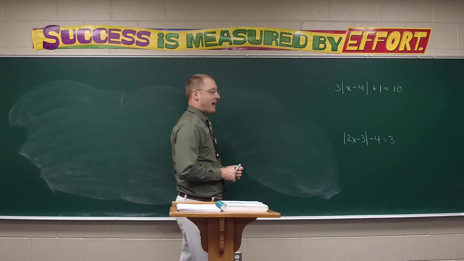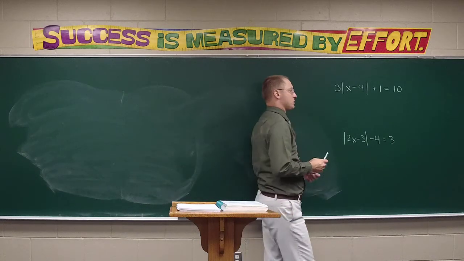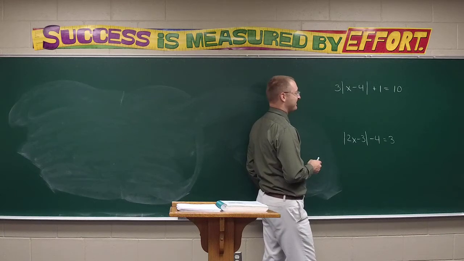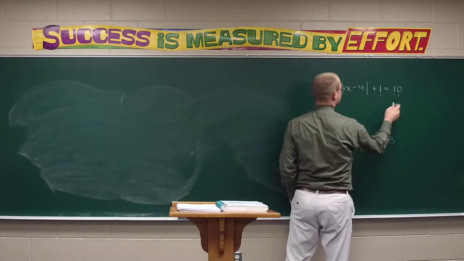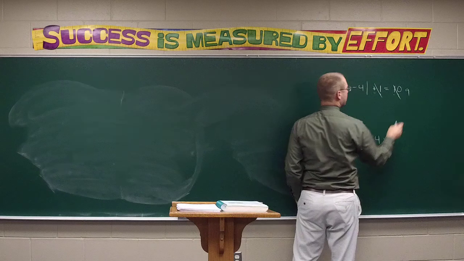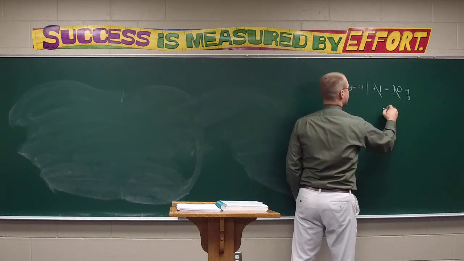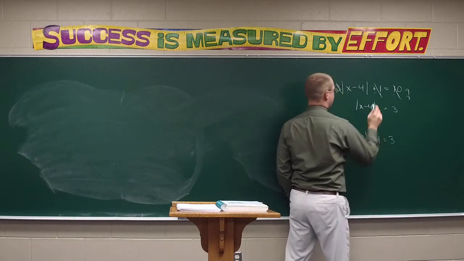Looks like most of us are about finished. Michael, take the first one. Walk us through. You have to isolate the thing. So minus 1, and you get 9. And then you divide them both by 3, and you get 3. So absolute value of x minus 4 equals 3.